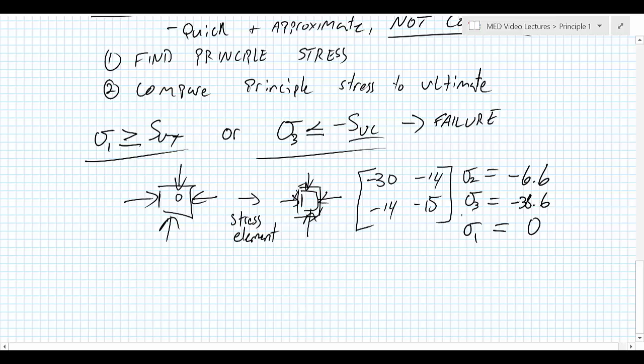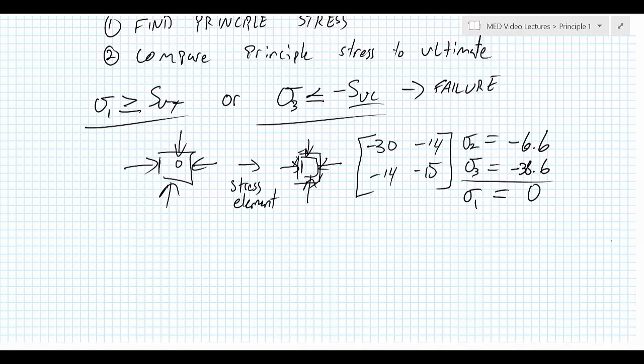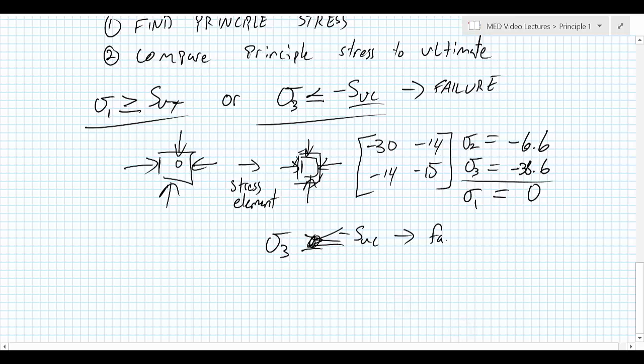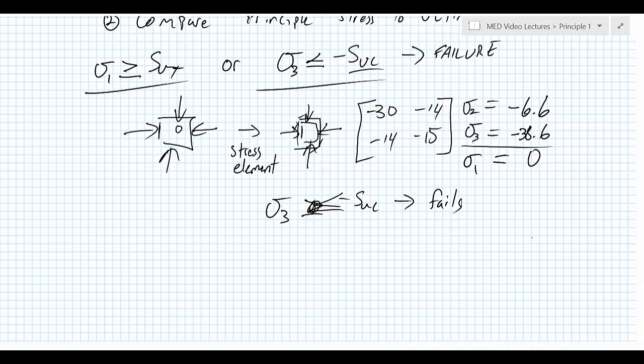So in this situation where our biggest value in terms of where it might fail is in compression, so if sigma 3 is less than or equal to the ultimate strength in compression, then we would say it fails. So for example, if this was in PSI, the cast iron material strength in compression is 140 kpsi.